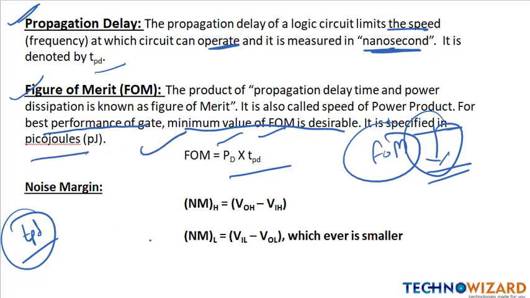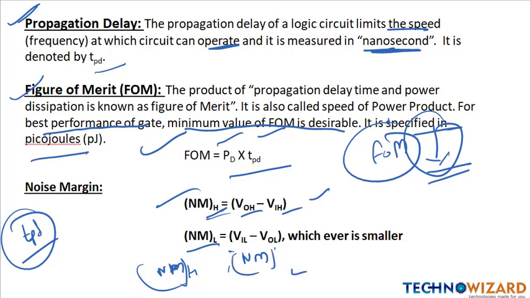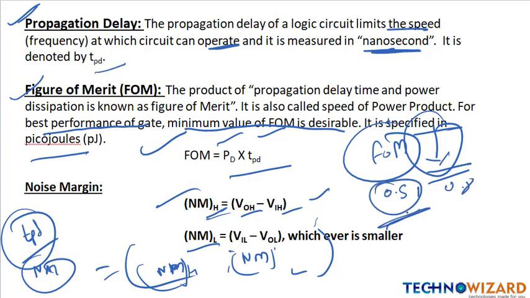Remember this. Noise margin can be calculated by two methods. First, for the high state, NMH is VOH minus VIH, and for the low state, NML is VIL minus VOL. Now we will get NMH and, second, we will get NML. Now the option will ask what the noise margin is. We have to select the minimum of these. Suppose we get NMH as 0.5 and NML as 0.8. Now we will select the noise margin as 0.5, which is the correct answer. Whichever is smaller, remember this.